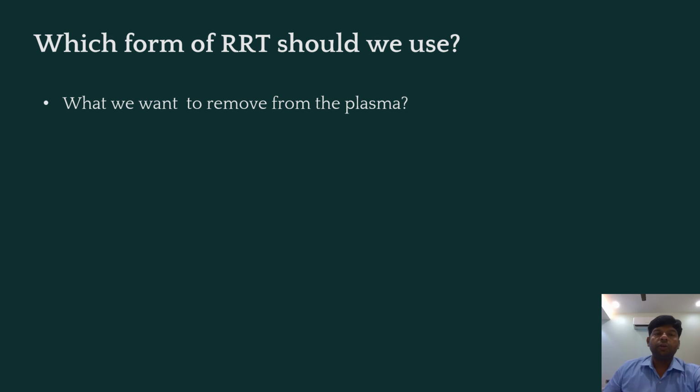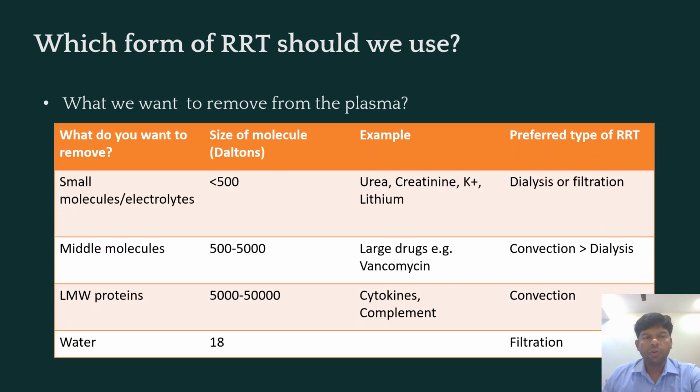Now the question is, which form of RRT should we use? First, always think about what we want to remove from the plasma. If you want to remove small molecules and electrolytes, with a size of less than 500 Dalton, like urea, creatinine, potassium or lithium, go for dialysis or filtration. If you want to remove middle molecules, like larger drugs such as vancomycin, then convection has certain advantages over dialysis. For low molecular weight proteins like cytokines and complements in sepsis patients, it is better to go for the convection method, hemofiltration.